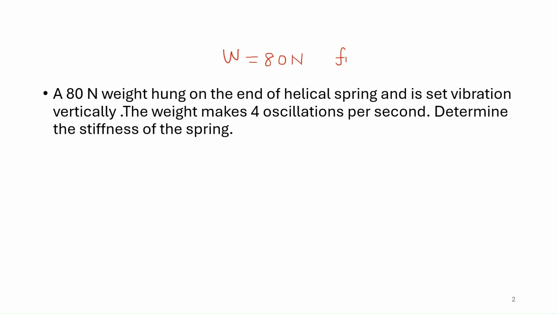Here the weight is given as 80 Newton and the frequency is given as 4 cycles per second, or 4 oscillations per second. If the weight is known, we can find out the mass. Mass is equal to weight divided by acceleration due to gravity, that is 80 divided by 9.81 kilograms. And the frequency is 4 cycles per second.